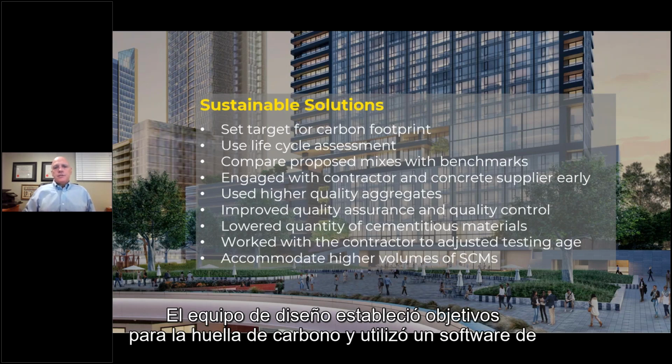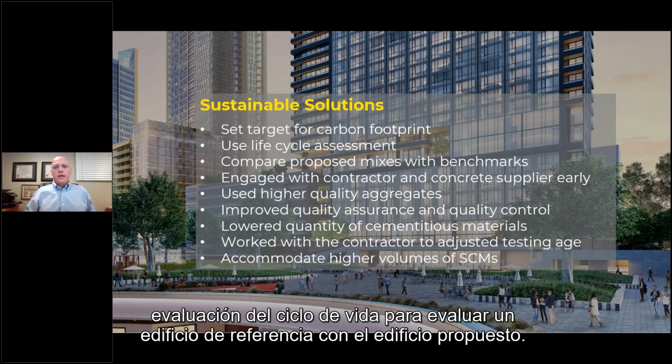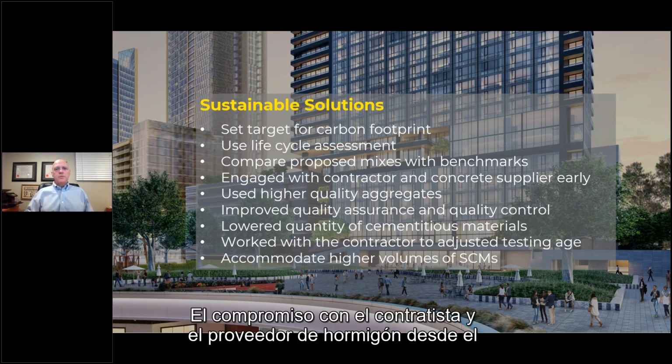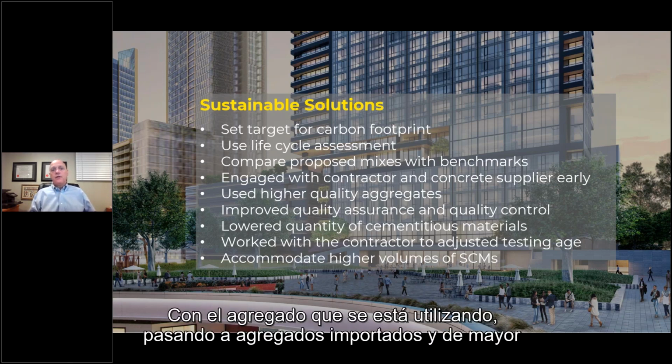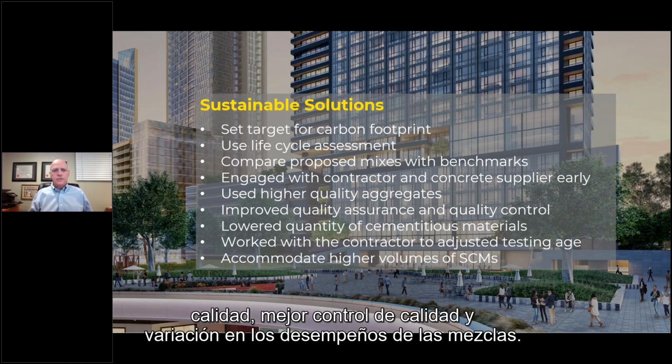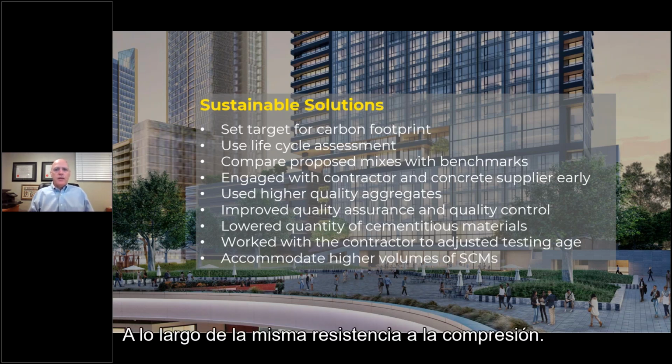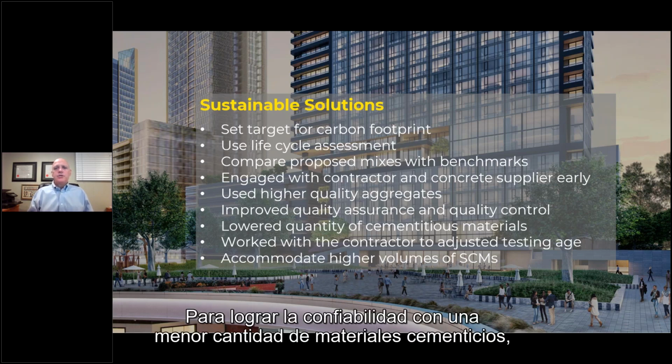The design team set targets for carbon footprint and used life cycle assessment software to evaluate a benchmark building against the proposed building. Engagement with the contractor and concrete supplier early on also helped tighten up the mix designs, where, despite the challenge of the aggregate being used, moving to imported and higher quality aggregates improved quality control and variation in the mix performances, allowing the same compressive strength reliability to be achieved with a lower quantity of cementitious materials.